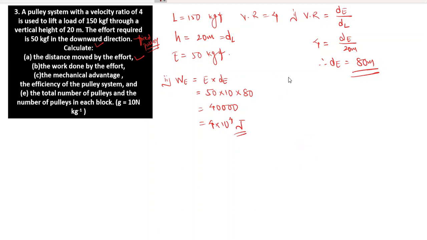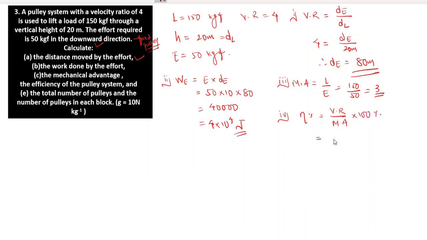Mechanical advantage. See, mechanical advantage is equal to load upon effort. We know that the load is 150 and effort is 50. So mechanical advantage is 3. Efficiency of the pulley system. Efficiency is velocity ratio upon mechanical advantage multiplied by 100%, right?